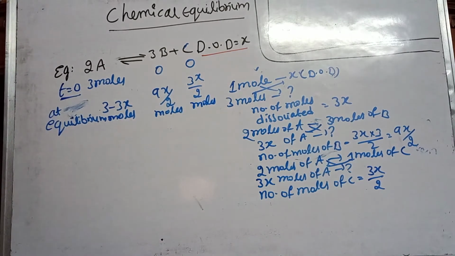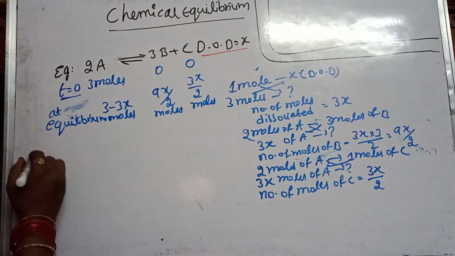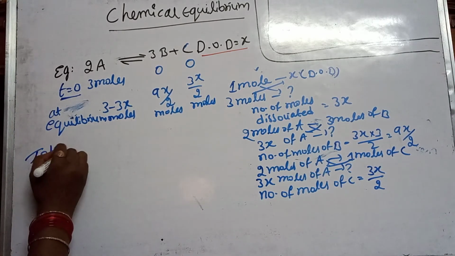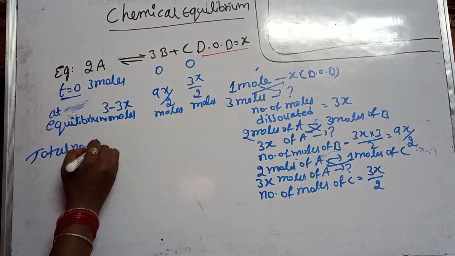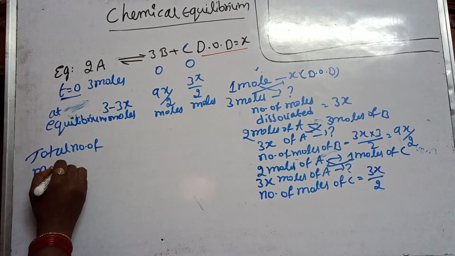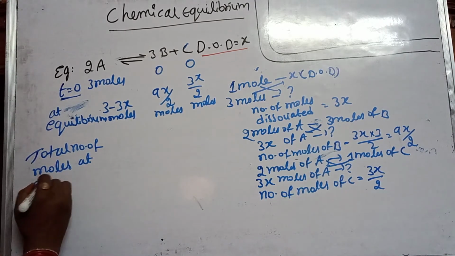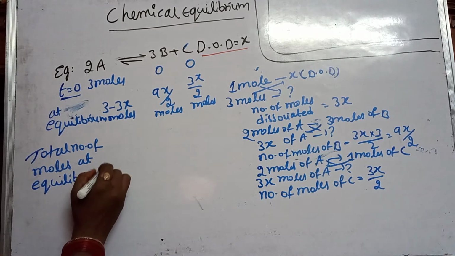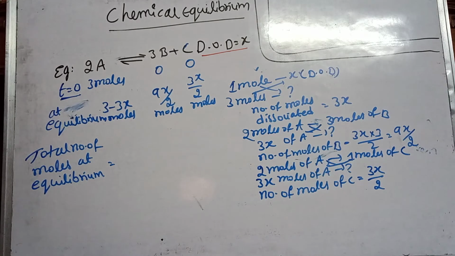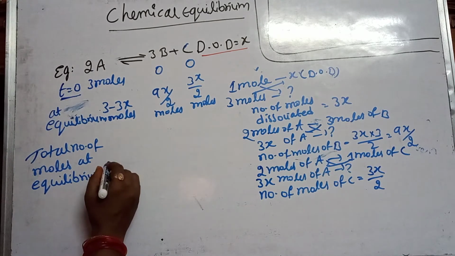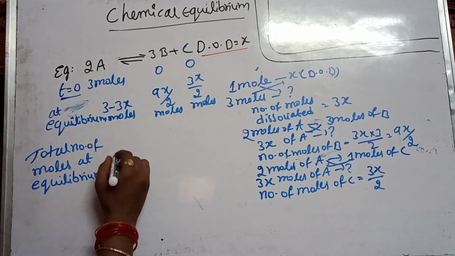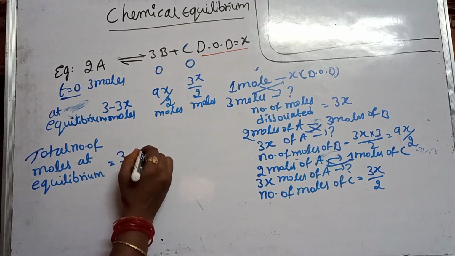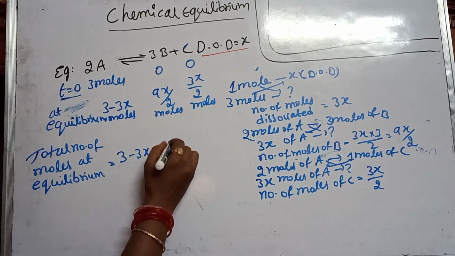So from this what can we calculate here? What is the question? To calculate the total number of moles at the equilibrium. I am explaining this directly for MCET only. So the total at equilibrium is equal to adding all these numbers of moles, means reactants and products at equilibrium.